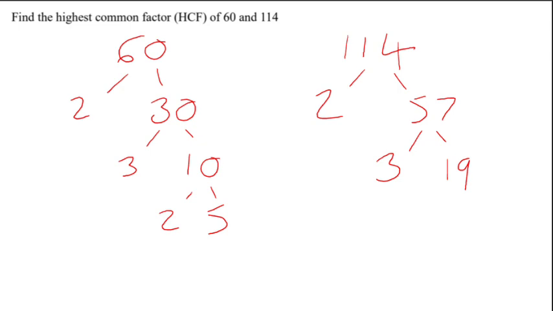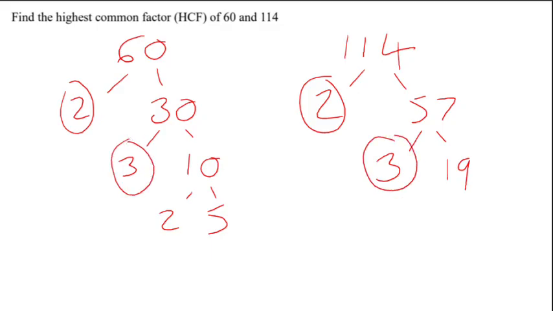So what I then do is collect like terms. So I've got a 2, a 2, a 3, and a 3. I haven't got another 2, 5, or 19. So then all I do with that is I multiply those two together, and it gives me 6. So my highest common factor of 60 and 114 is 6. And I just find that that's a lot quicker and a lot easier for you guys to work out.